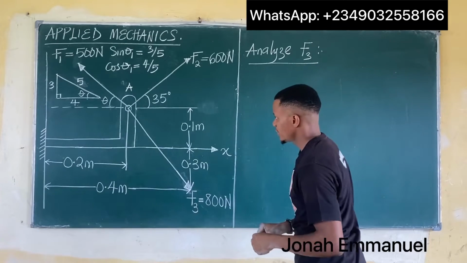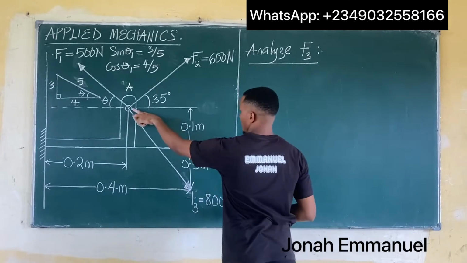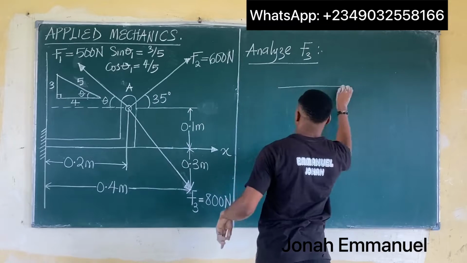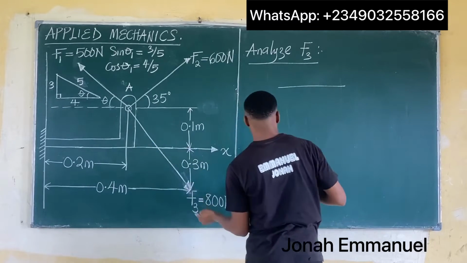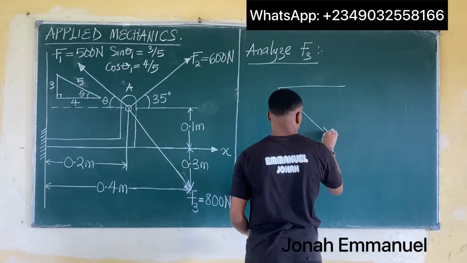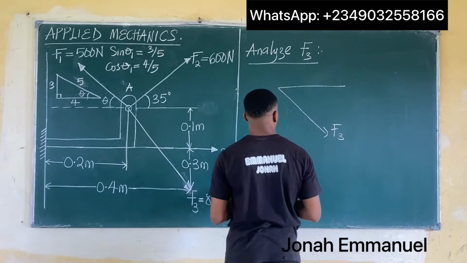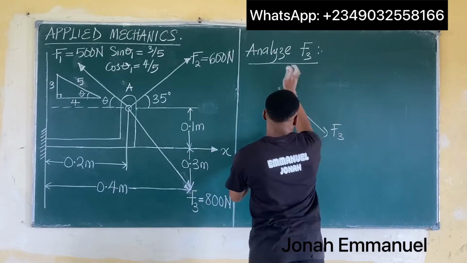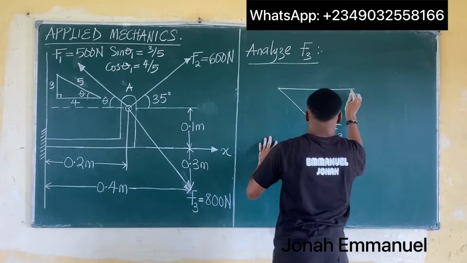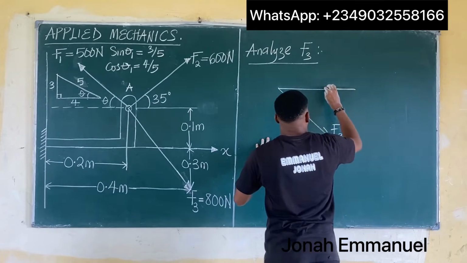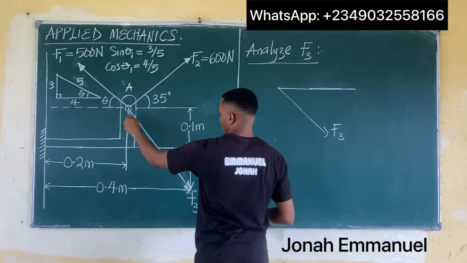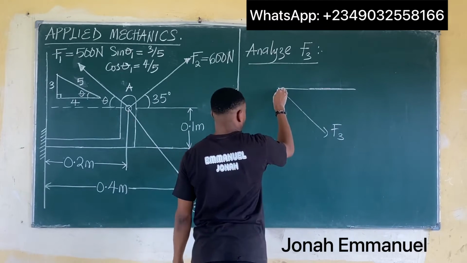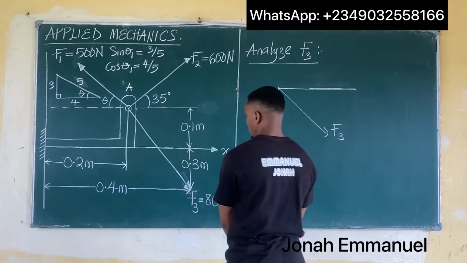Now for F3, the same thing goes. We have F3 coming this way, this line here. This is F3. Then we have this one here, which is this line, and we have some coming down, which is this.